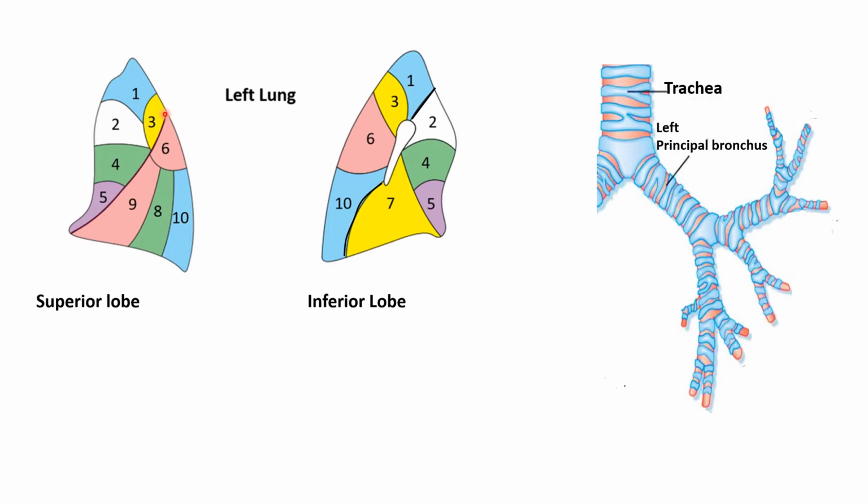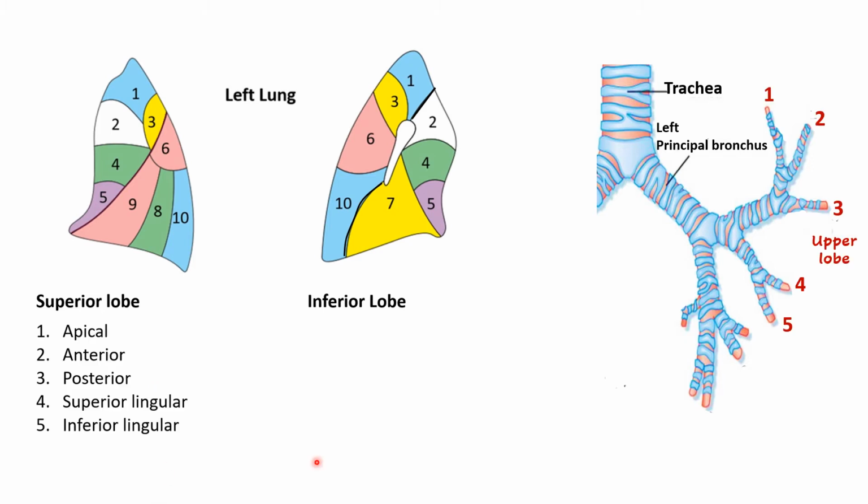So here we can see this dark black line separating the 2 lobes, which represents the oblique fissure. Here also we can see this is the oblique fissure. So this will be the upper or the superior lobe. In this posteromedial aspect also you can see this is the superior or the upper lobe, and this is the inferior or the lower lobe. So let us see how many bronchopulmonary segments are present in the superior lobe.